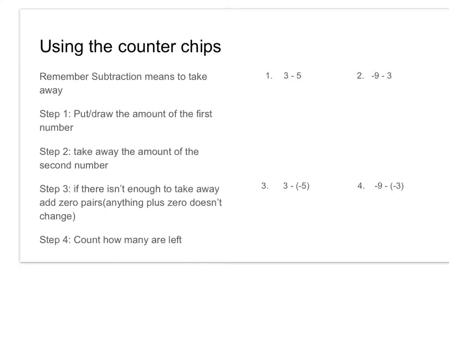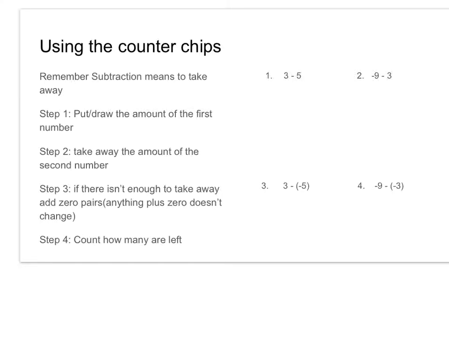Now this is where it gets a little tricky. If there isn't enough to take away, then you're going to add in 0 pairs, and then you're going to count how many are left. So the only thing that's different from addition is that we're going to add in 0 pairs instead of taking them away.